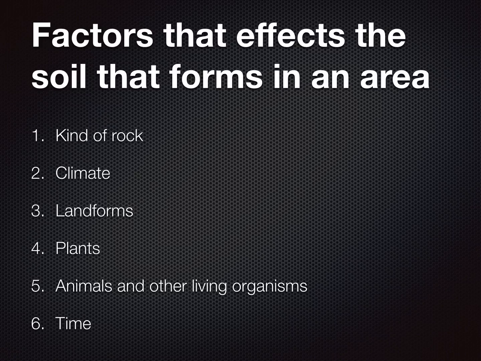The first one is the kind of rock there. There are 3 kinds of rock: metamorphic, sedimentary, and igneous. Different rocks have different minerals in them. They weather differently. Different plants can grow with different types of rock. So the kind of rock will be a factor about soil. Lack of rock could also be a factor.